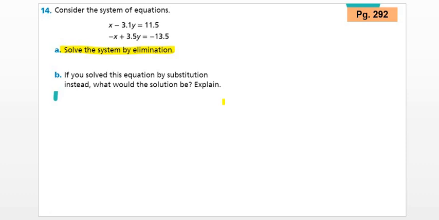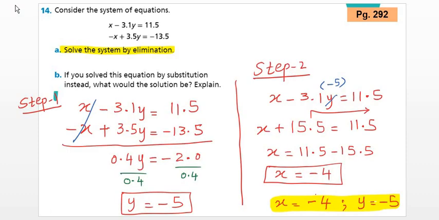So it does not matter which method you use, it will give you the same answer, right? So for part B, you can say it does not matter which method we are using, we will get the same solution set. Now better pause the video here and solve part A on your own. So here is the solution for this question.